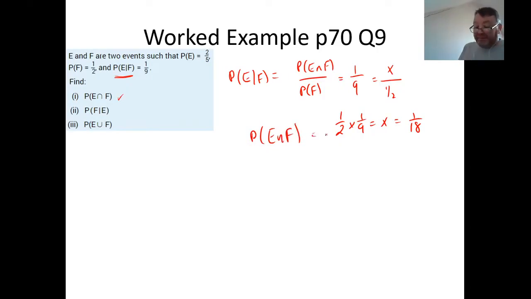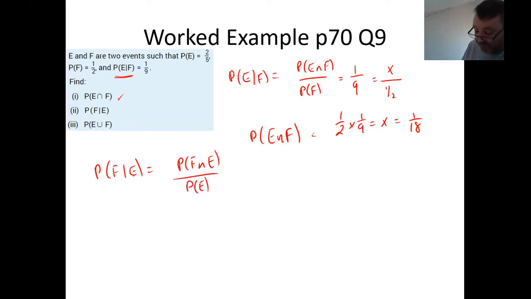Okay. Second one, the probability of F given E. Now in this case, that's the probability of F intersection E over the probability this time of E. So we reduce down to E and we're looking for the intersection between these two. The intersection of F and E is the same as the intersection of E and F. That's 1 over 18, which we found already. And that's over the probability of E, which is up here, as 2 over 5, which is 1 over 18 multiplied by 5 over 2, which is 5 over 36.